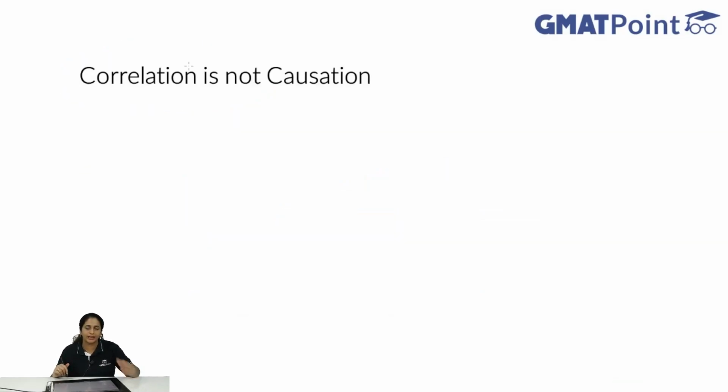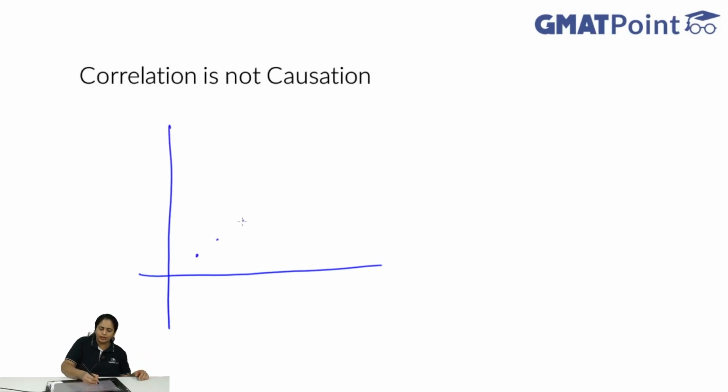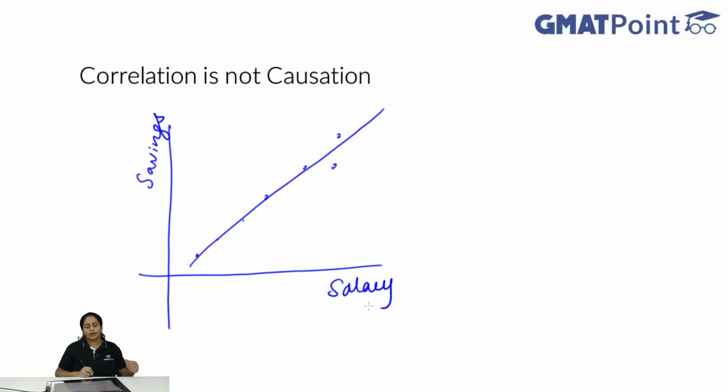Now, one more thing that I need to make clear is that sometimes the paper setters in GMAT might actually put a trap for you. Sometimes we might see that there is a clear correlation between the points, say like this, where there is savings and salary. So income and savings have a positive correlation. Does this positive correlation mean that there is causation, that higher salary leads to higher savings?